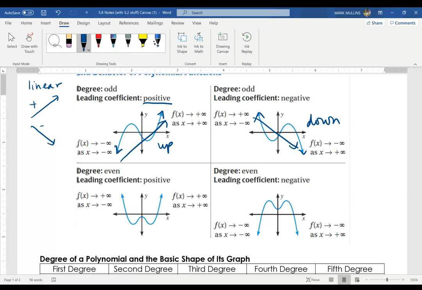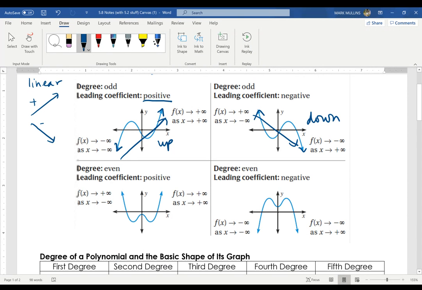So next we look at even functions. So with even functions, both of our ends are going in the same direction for y. So for that one, if I'm talking about even, I want to think about a quadratic. So I know if I have y equals a positive x squared, my y is going up. If I have y equal to a negative x squared, my y is upside down. And that's what we see here. So when we have a positive leading coefficient, my graph is going up. When it's negative, both ends are going down.